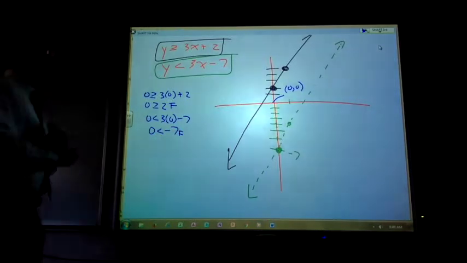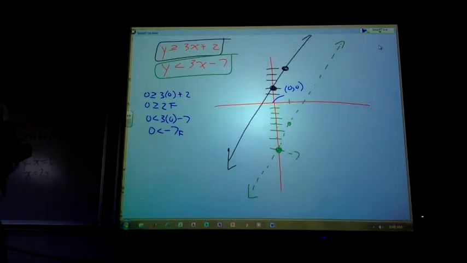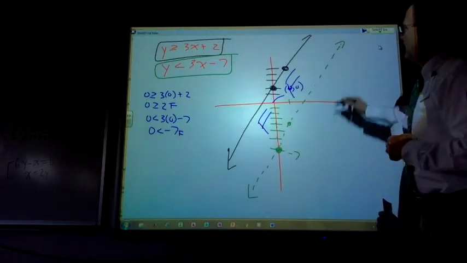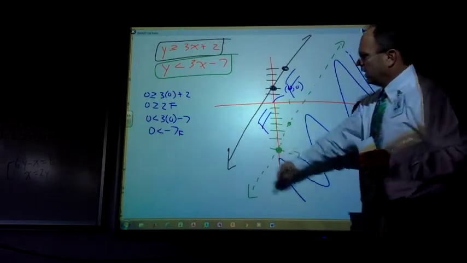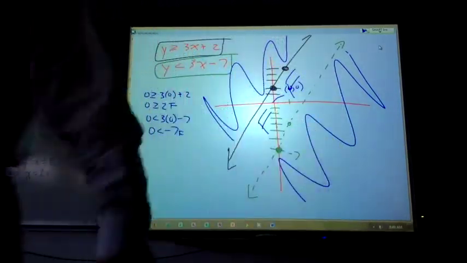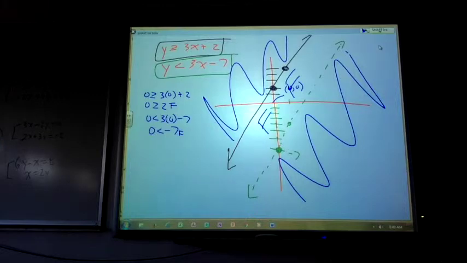That's false as well. So if this region here gives me false and false, that means that I shade out here and I shade up here. Oh boy. Look at that. I had no idea that was coming.